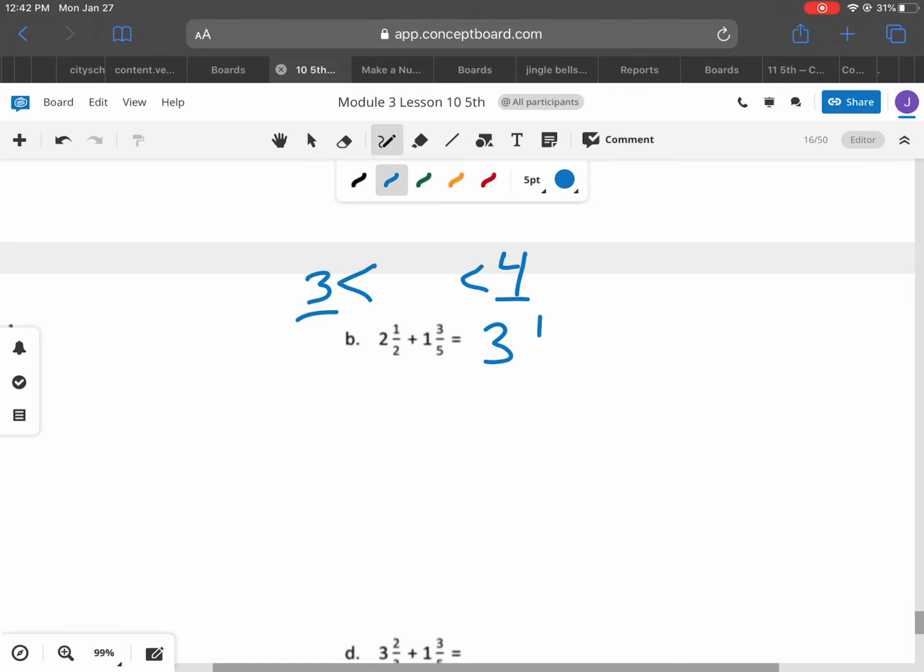All right, so I have 3.5 plus 3/5. Next line is 3.